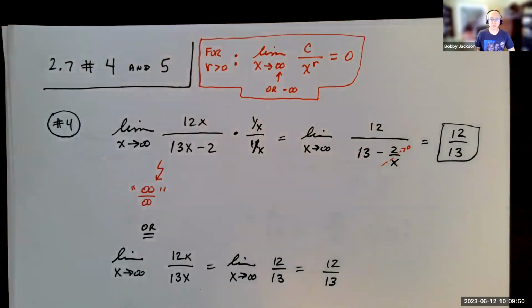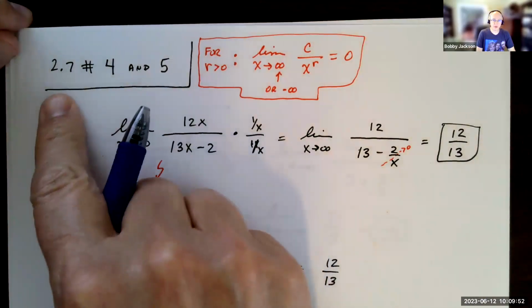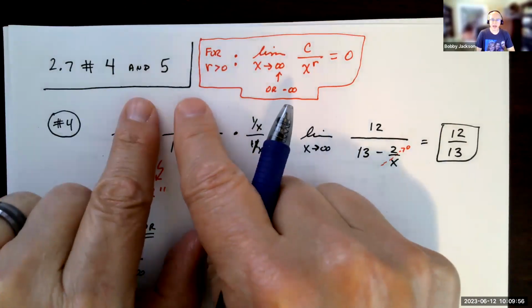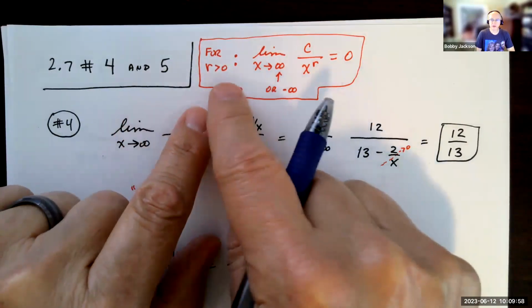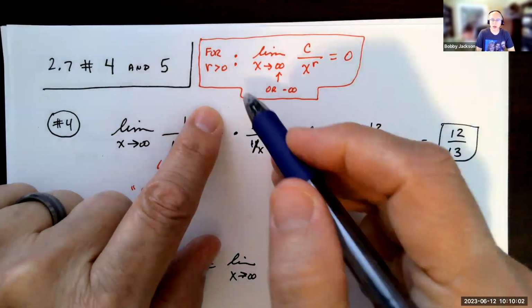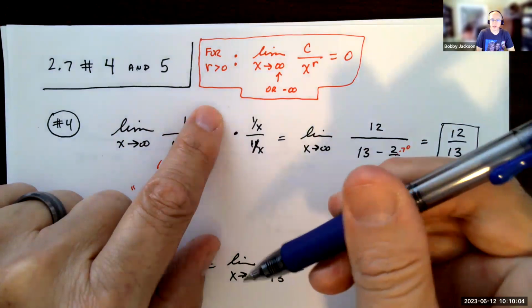Hey everyone, we're going to look at numbers 4 and 5 in section 2.7 real quick. And in both of these limits, they are limits at infinity. We're going to use this important relationship that I developed in the lecture videos for this section.